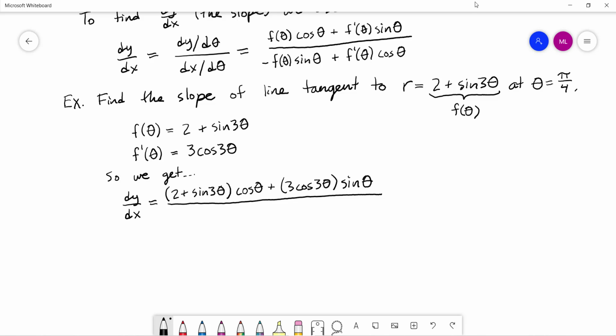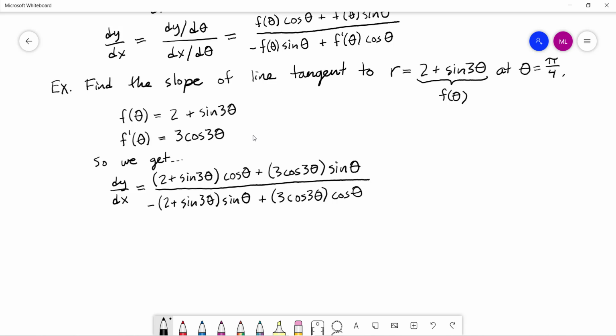I'm going to do the same thing with the denominator. I'm going to get negative f of theta times the sine of theta plus f prime of theta times the cosine of theta. And all I need to do, so this is the general formula for the slope, but we are interested at theta equals pi over 4.